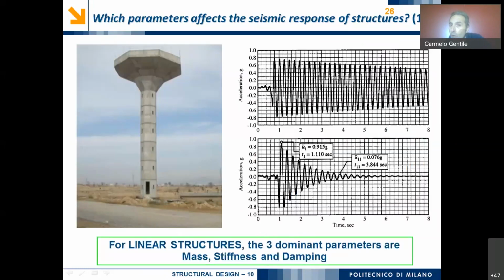In addition, what have we seen? We have basically seen that a third parameter affecting the seismic response of a structure is the capacity of dissipating energy. So for a linear structure, basically we can summarize that the dynamic and seismic response is dominated by three parameters. And those three parameters are the mass, the stiffness, and the damping.